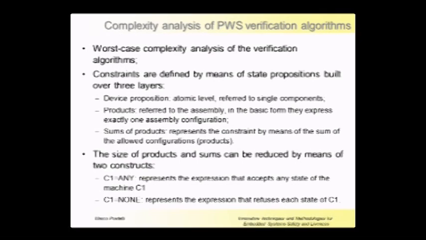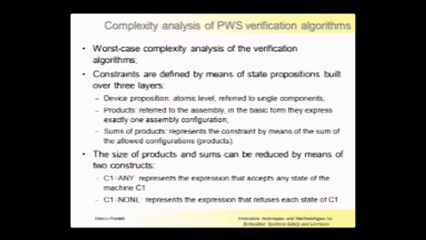So before presenting the result of the main complexity algorithm, I need to present the structure of our constraints. Our constraints are defined by means of a state proposition built over 3 layers. The atomic level is represented by the device proposition. It's a proposition referred to exactly one state machine, one component of the assembly. Then we build products that are referred to the entire assembly. So a product will represent exactly one assembly configuration, which is also named the global state of the assembly.